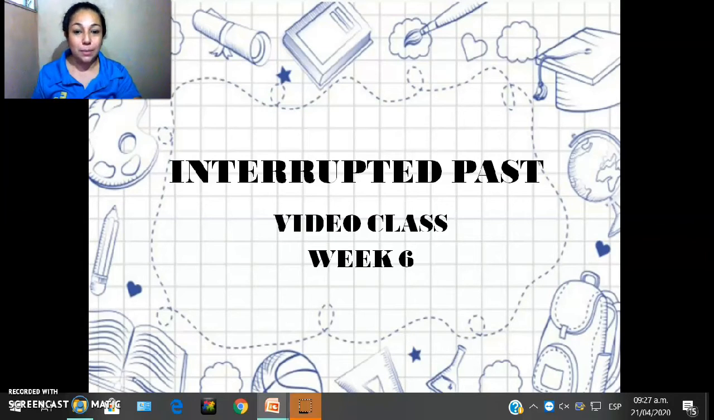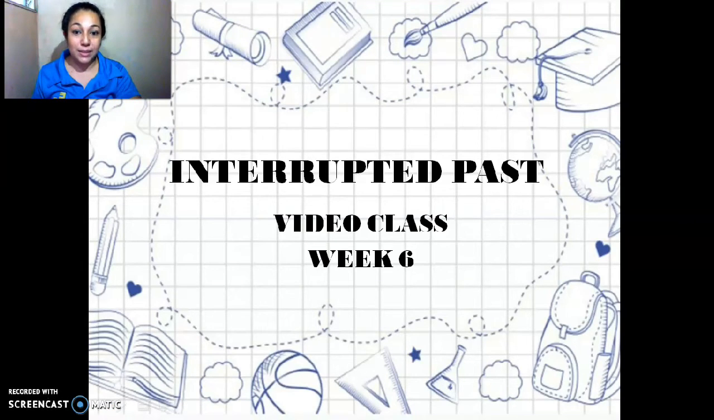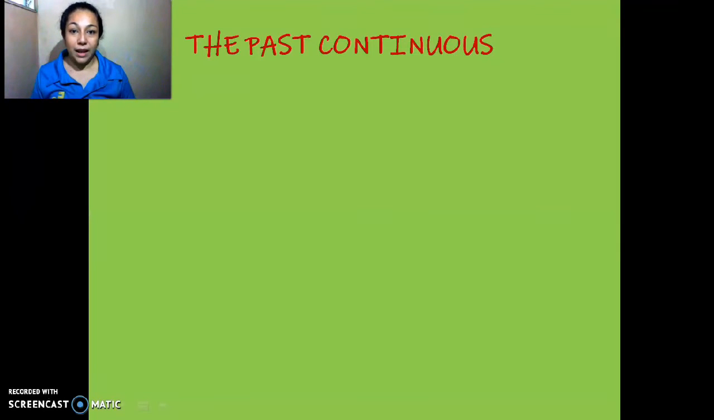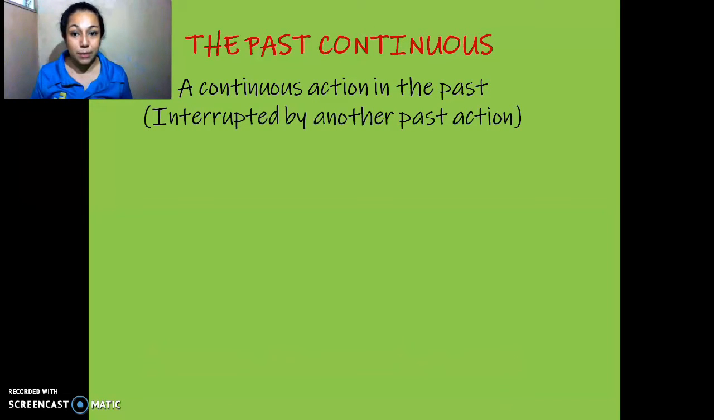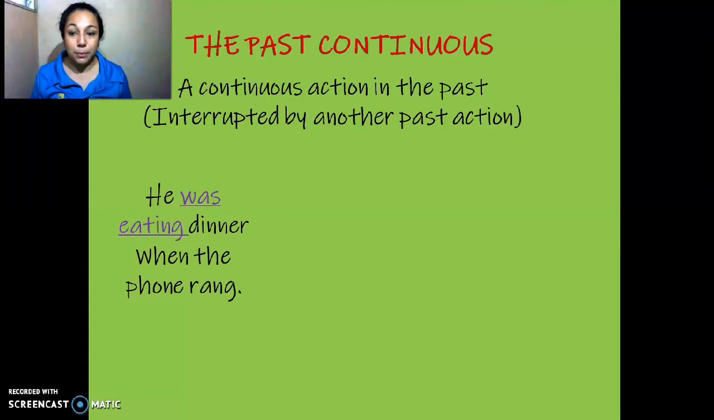Okay, an interrupted past action develops when you are in the past. The past continuous is used in this tense. A continuous action is in the past, and it is interrupted by another past action. That means in these sentences you have two actions, not only one, two. You have an example here.